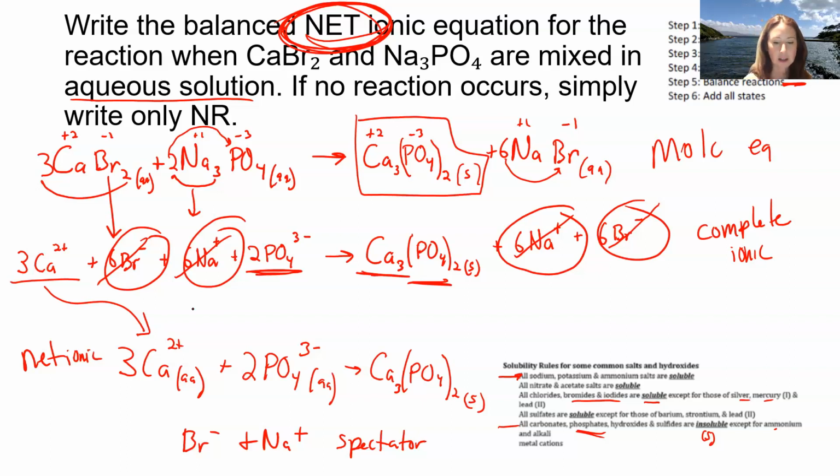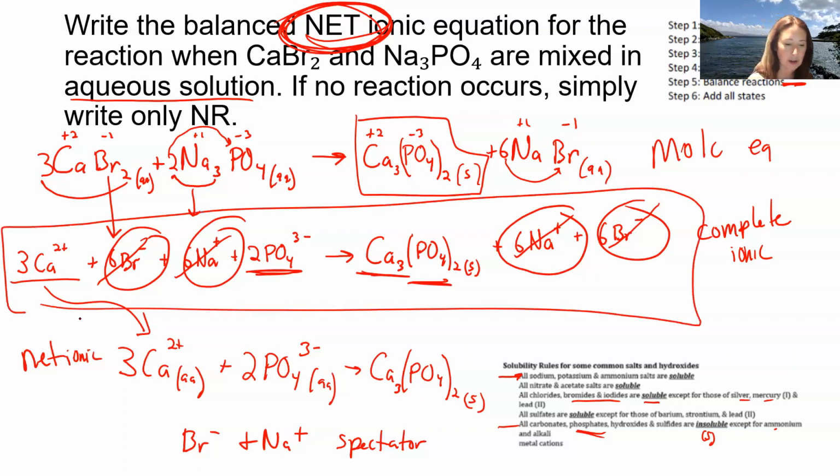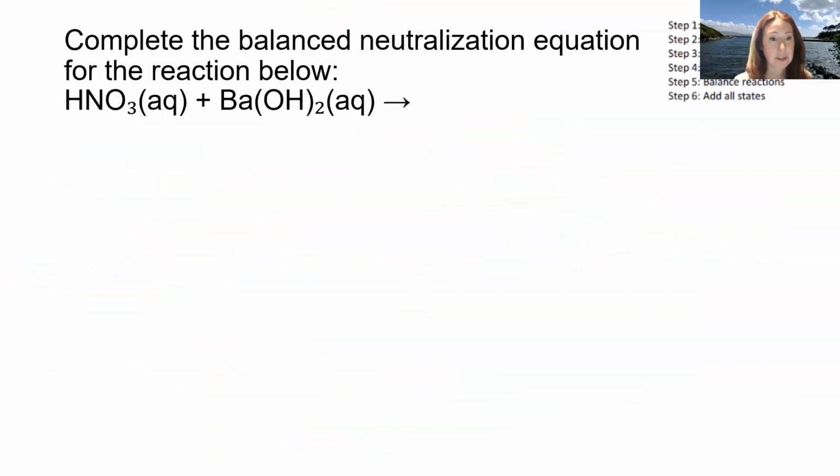I'm getting a lot of questions about these complete ionic equations, so I want to make sure that everyone is feeling better about them. Yes, better? Okay. This next one is a little different. This one is a double displacement, but it's specifically asking about a neutralization reaction. A neutralization reaction is just another kind of double displacement reaction. It's just a special double displacement, but really we don't treat it any different.